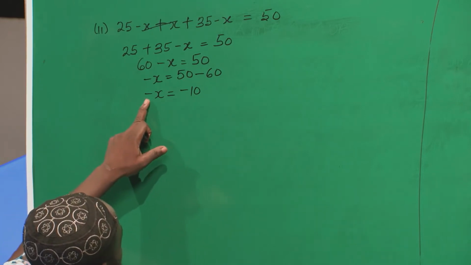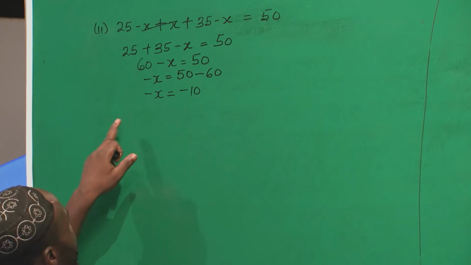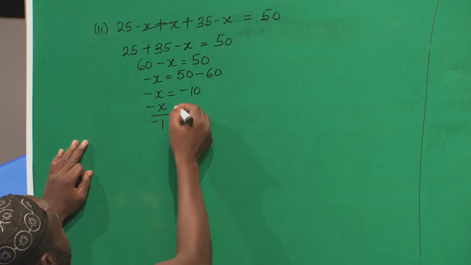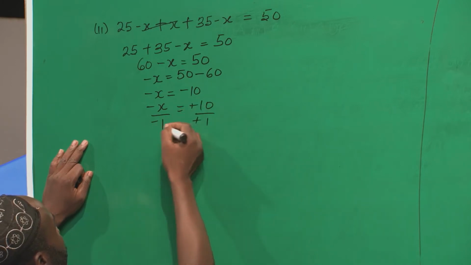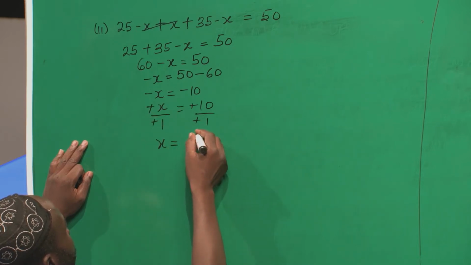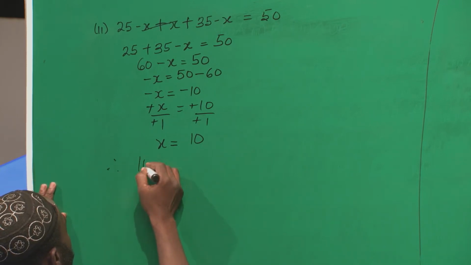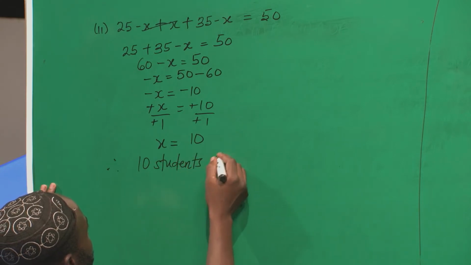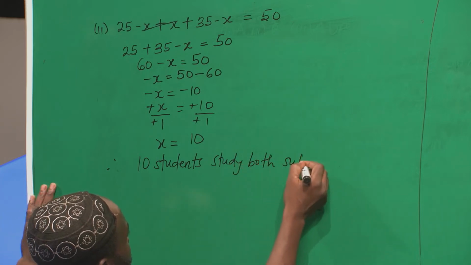So since we have negative X and negative 10, what do we do? The coefficient of X is 1. So here it becomes negative 1. So you divide through by the coefficient, which is negative 1. So negative cancels negative, and our X is equal to 10. So therefore, 10 students study both subjects.